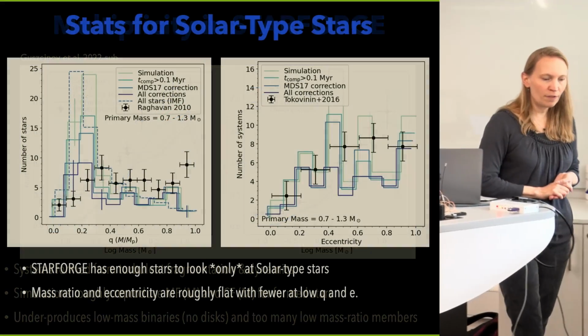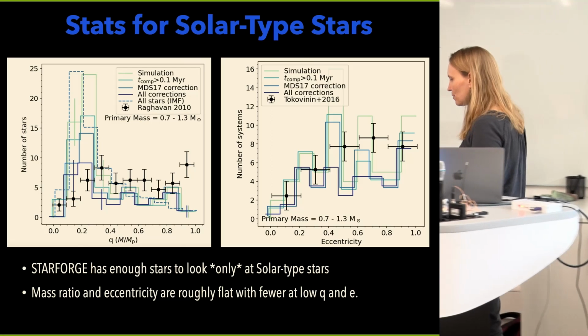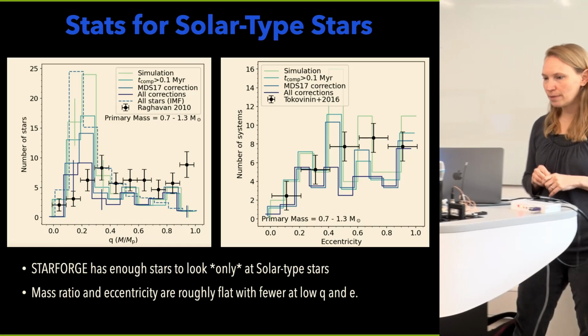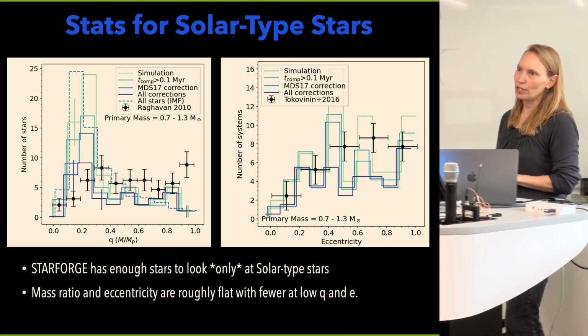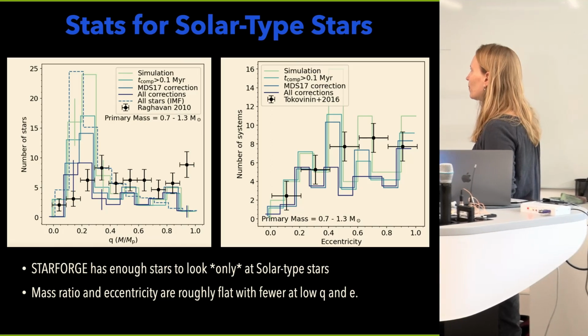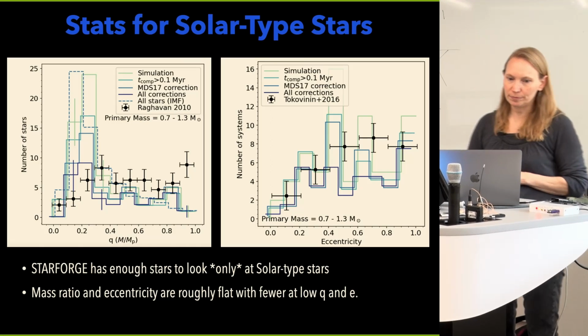However, one of the advantages of StarForge and the ability to do these large clouds is that each of these calculations is forming thousands of stars. And that means for the first time, you can select out only the solar type stars and look at those statistics. All right, so that's where we should be complete. And we still have enough statistics to actually look at what's going on.